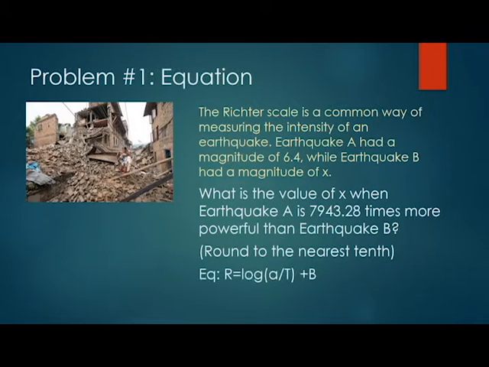So the first problem we're going to look at here is the equation. The Richter scale is a common way of measuring the intensity of an earthquake. Earthquake A had a magnitude of 6.4, while earthquake B had a magnitude of 8. What is the value of x when earthquake A is 7,943.28 times more powerful than earthquake B? Round to the nearest tenth. And this is the Richter equation.